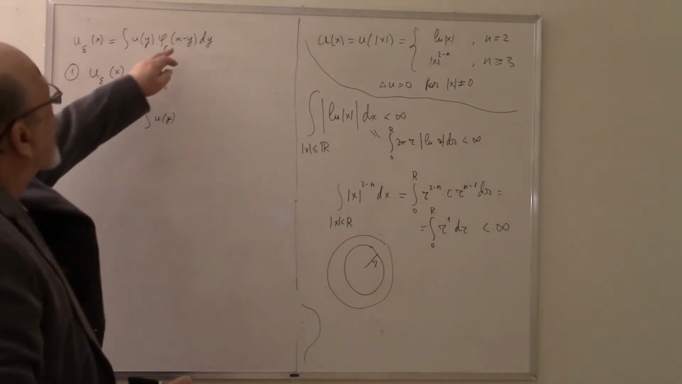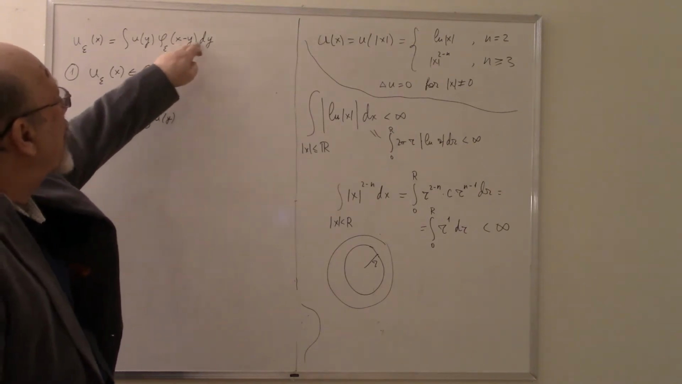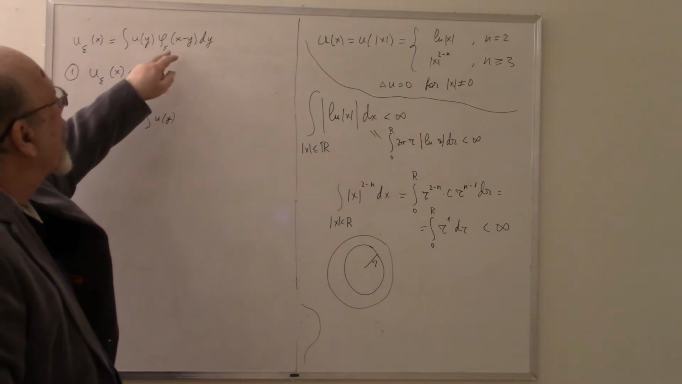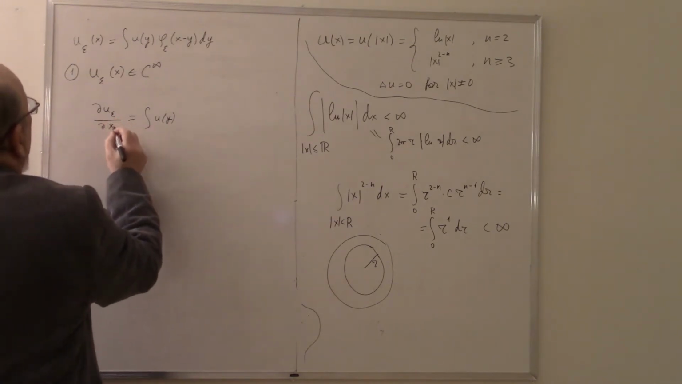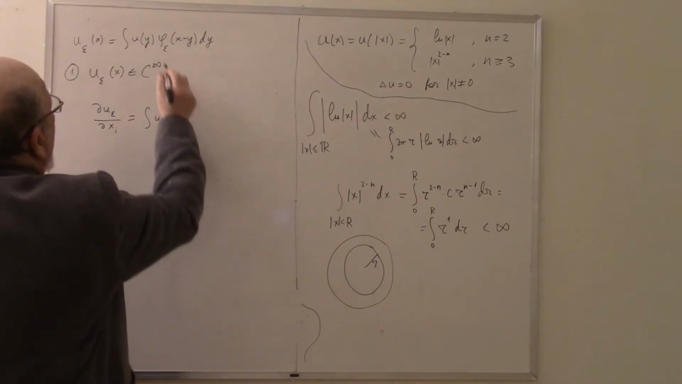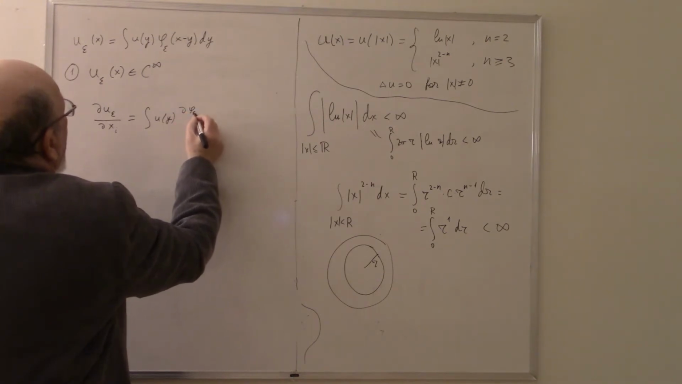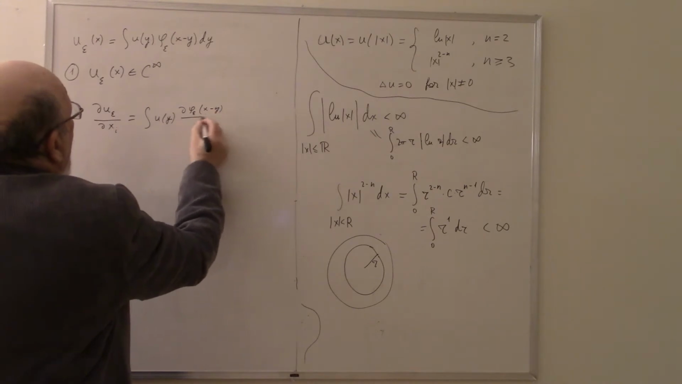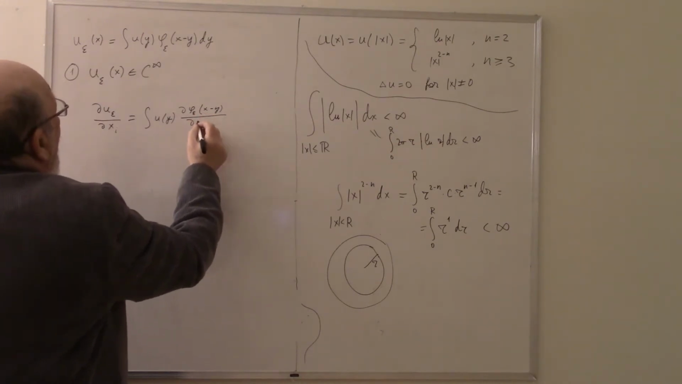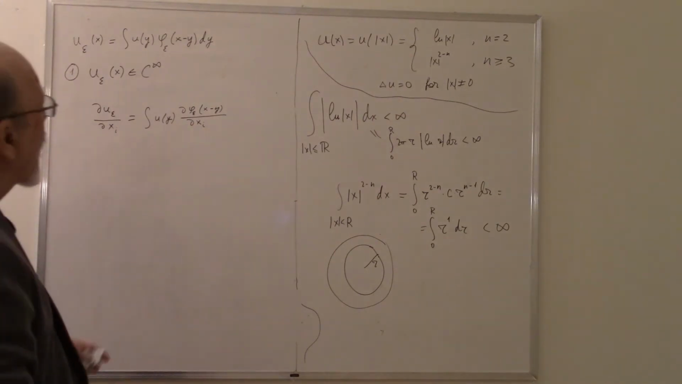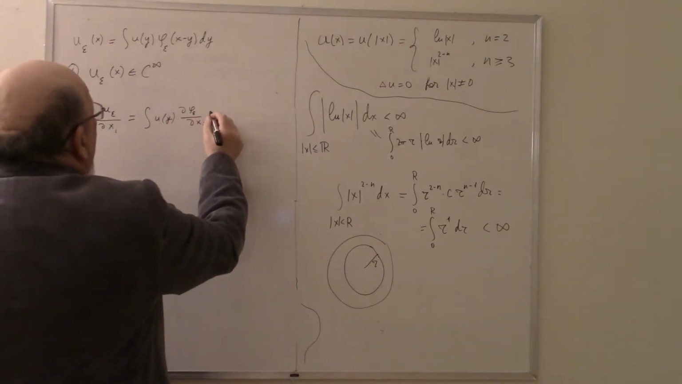How to differentiate? x is a parameter. To differentiate a function with respect to a parameter, we have to differentiate the integrand, the function which is integrated, with respect to the same parameter, and then integrate it. For example, with respect to dxi, u does not depend on x, so only this: d phi epsilon at the point x minus y with respect to dxi. So we have to differentiate d phi epsilon dx at the point x minus y.